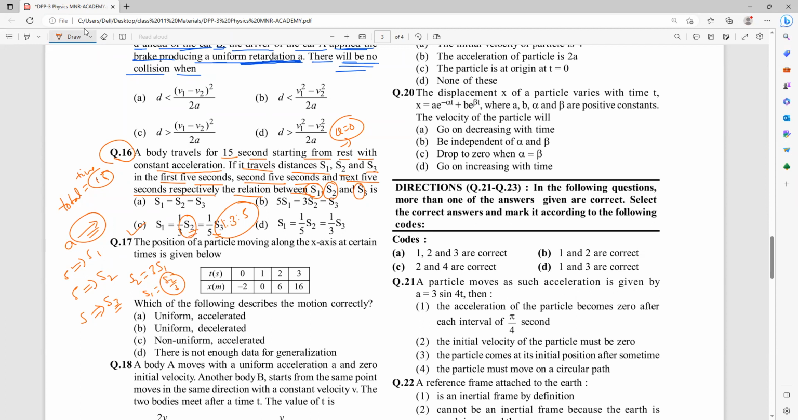So S2 by 3. Same way, S3 is equals to 5 times of S1. So from that S1 is equals to what? S3 by 5. Understanding? Everybody respond. That is why, what is the option? Option C is the correct answer.